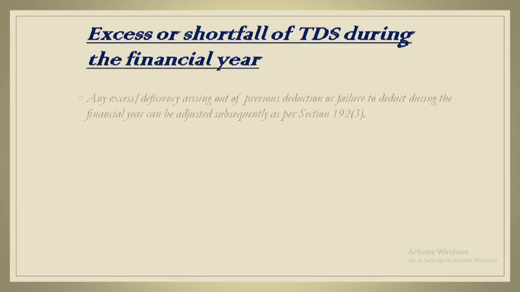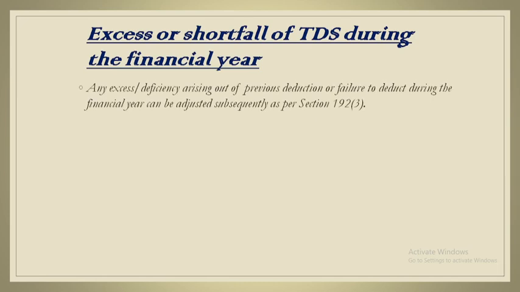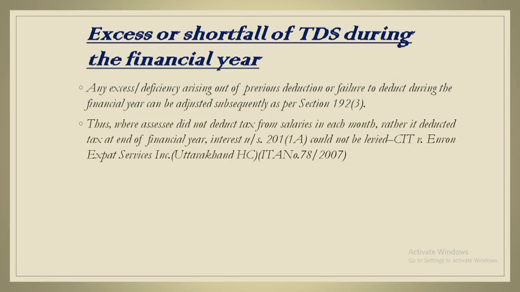Excess or shortfall of TDS during the financial year. Any excess or deficiency arising out of previous deduction or failure to deduct during the financial year can be adjusted subsequently as per Section 192(3). Thus, where assessee did not deduct tax from salaries in each month, rather it deducted tax at end of financial year, interest under Section 201(1A) could not be levied.